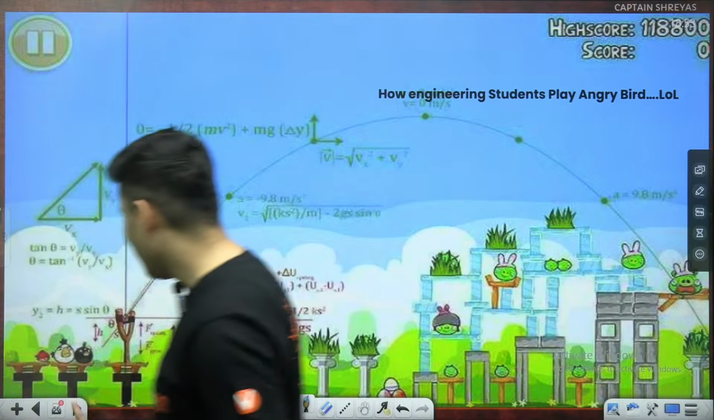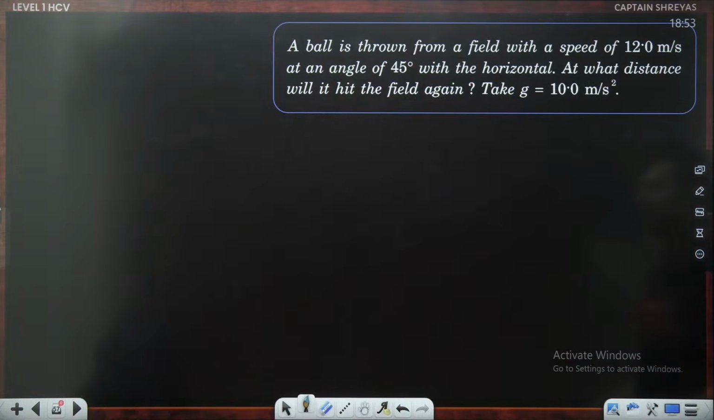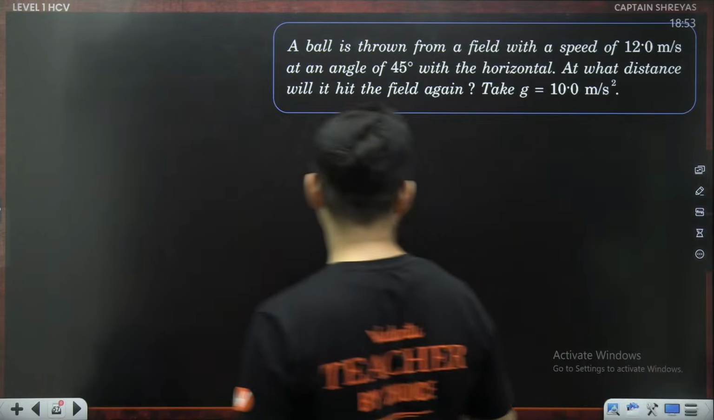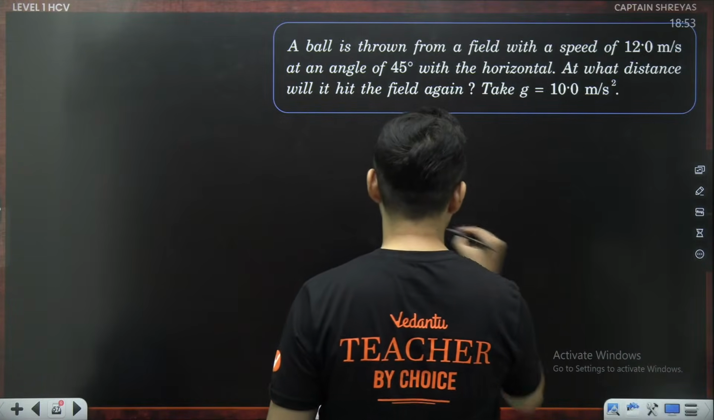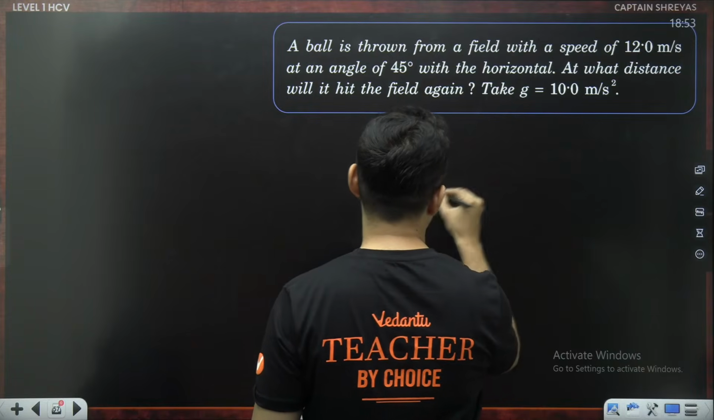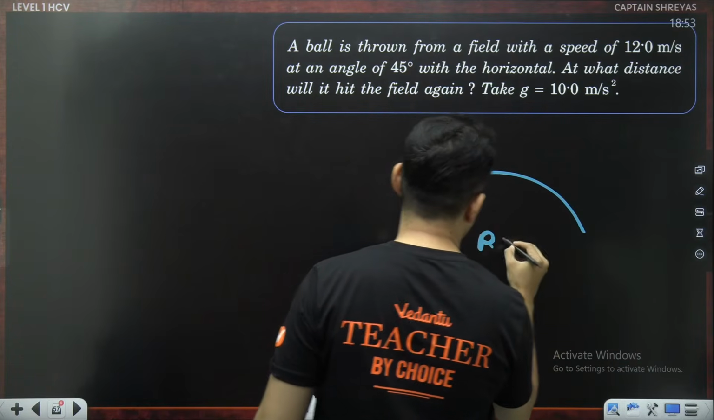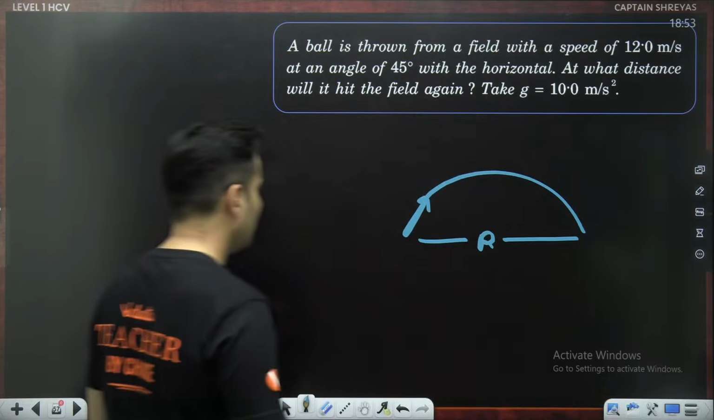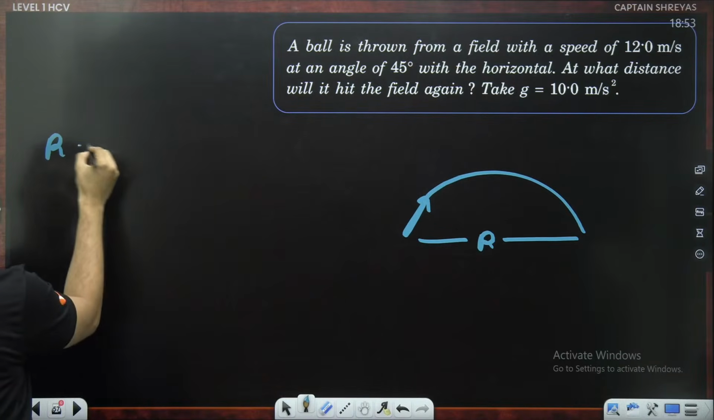Let's begin with the class, my dear warriors, with some questions. Here is the first level question. A ball is thrown from a field with a speed of 12 at an angle of 45. At what distance will it hit the field again? Basically, what they have asked is the range, as simple as that.